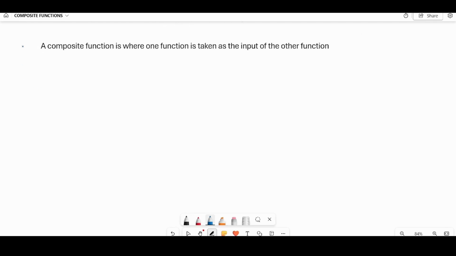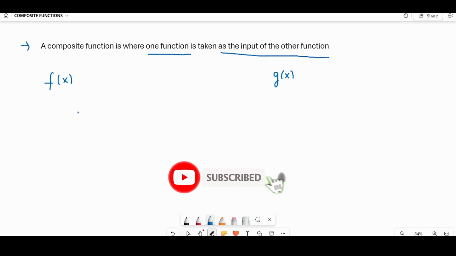As you can see on the screen, I have written the definition of composite function. A composite function is where one function is taken as the input of the other function. Now this might sound confusing to you right now. So let us understand this with the help of an example. So we will take two functions f of x and g of x, where x is the input of the function. Now let us see how we can form composite functions out of these two functions.